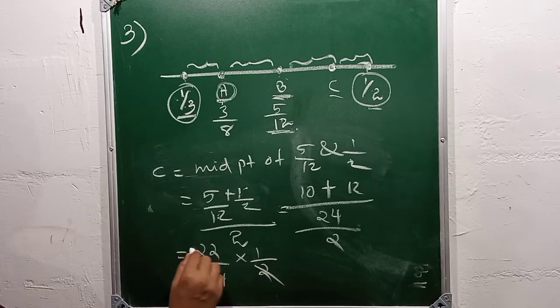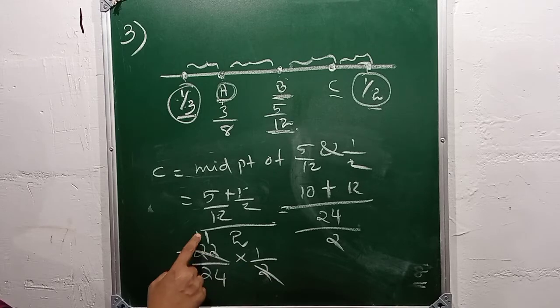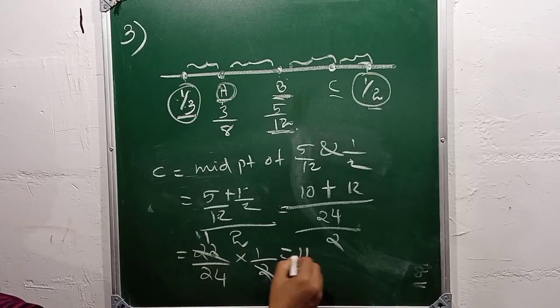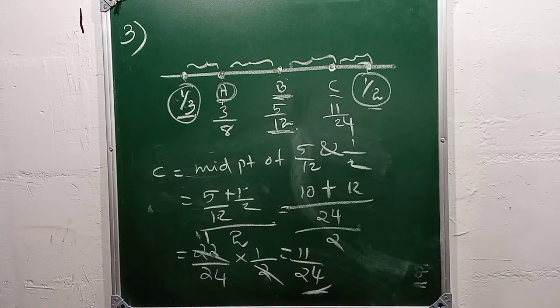We can use the cutting method. We can cut this 22 with this 2. 2 is 11 times in 22. So we have 11 by 24. So our third point is 11 by 24. Okay children, I hope all of you are clear on this answer.